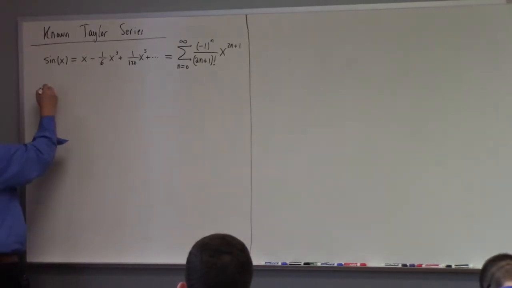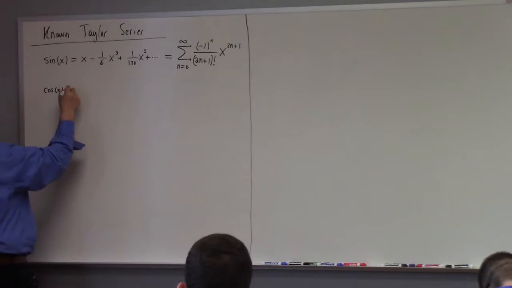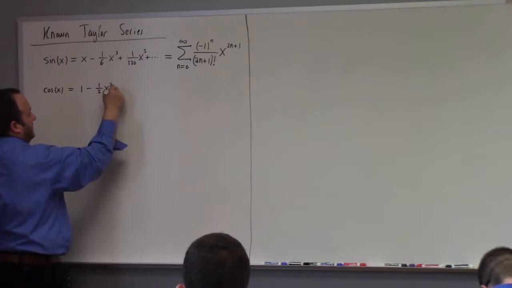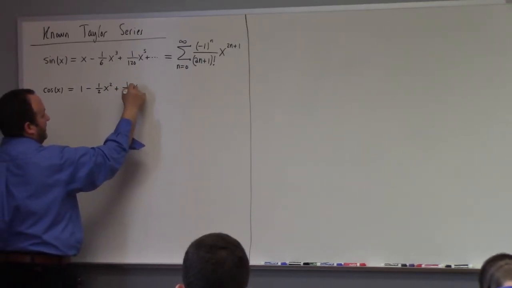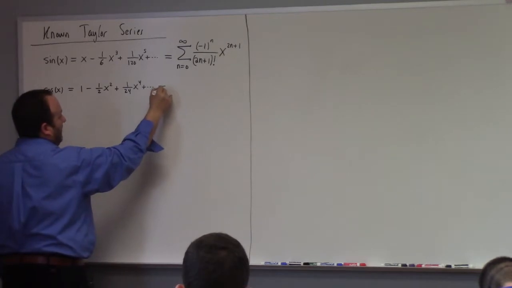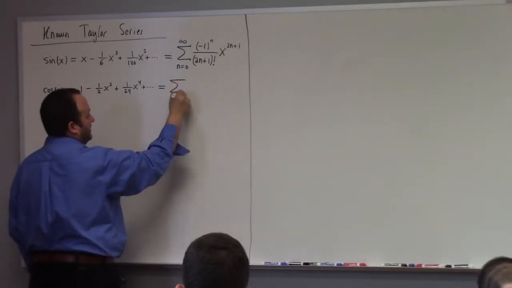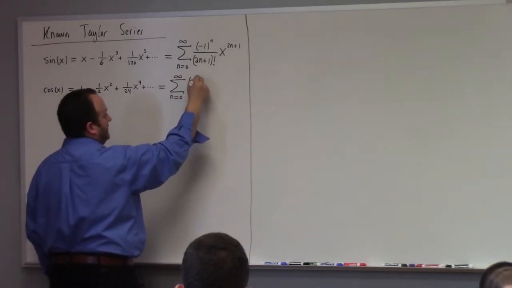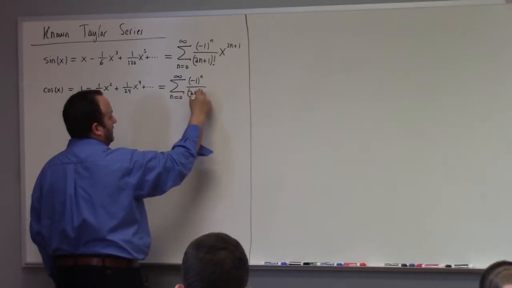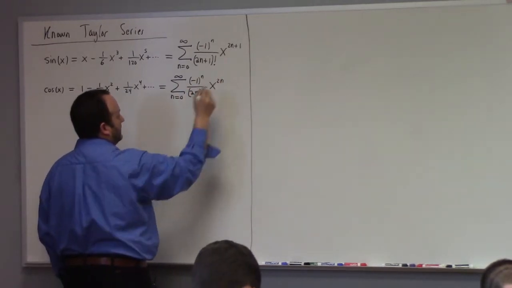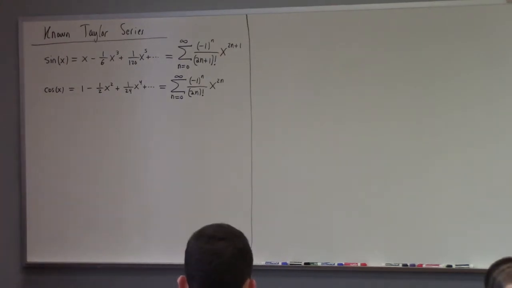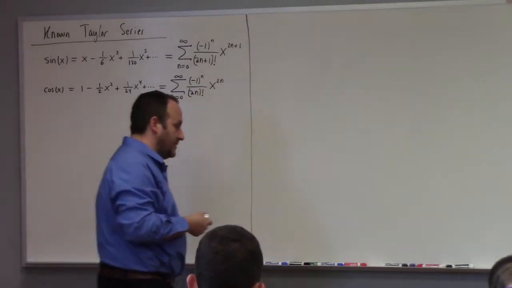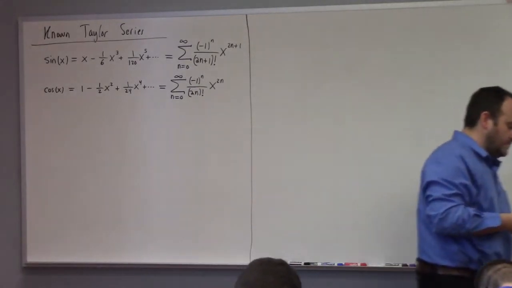I then pointed out, if we differentiate, we get the power series for cosine, which is 1 minus 1/2 x squared plus 1 over 24 x to the fourth plus dot dot dot. This is elegantly summarized, the complete power series expansion for cosine, sum n equals 0 to infinity of minus 1 to the n over 2n factorial x to the 2n. Both of these expansions are good for all real x.